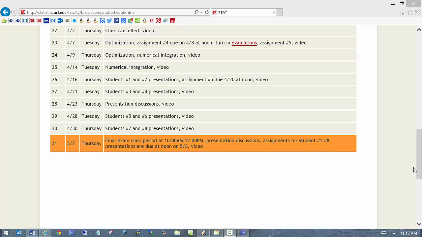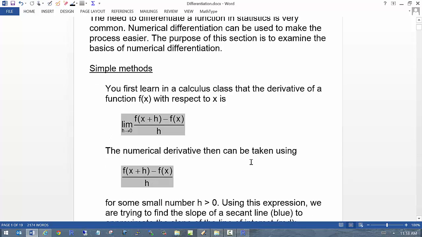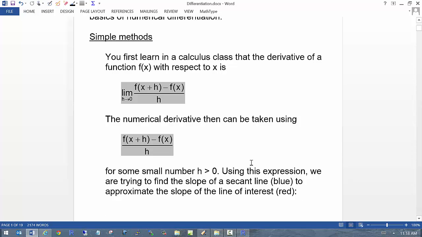But also, I would anticipate that in your own research, you may have a need to do numerical differentiation. So this lecture will hopefully help you. So let me get over here to the notes on page 1.